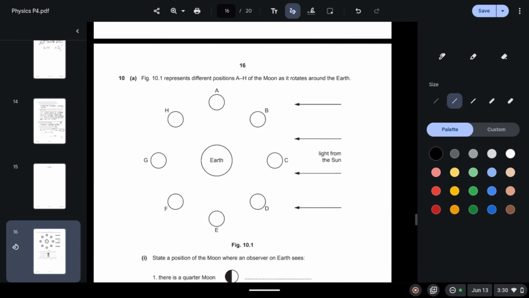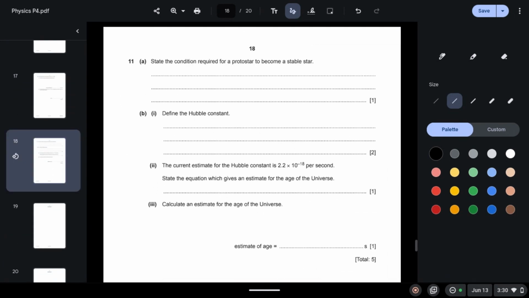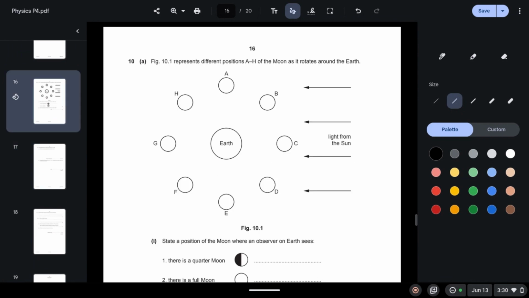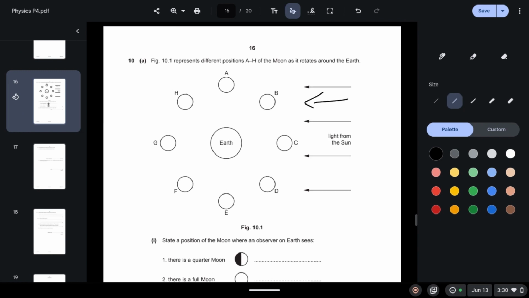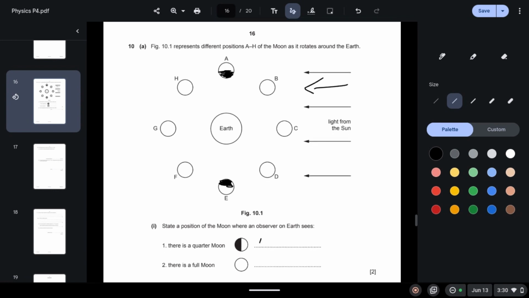Question 10. Figure 10.1 represents different positions A till H of the moon as it rotates around the earth. State the position of the moon when an observer on earth sees a quarter moon. Okay, so light is coming from this direction. So a quarter moon will be seen at these positions, when only half of the moon receives the light. So at positions A and E.